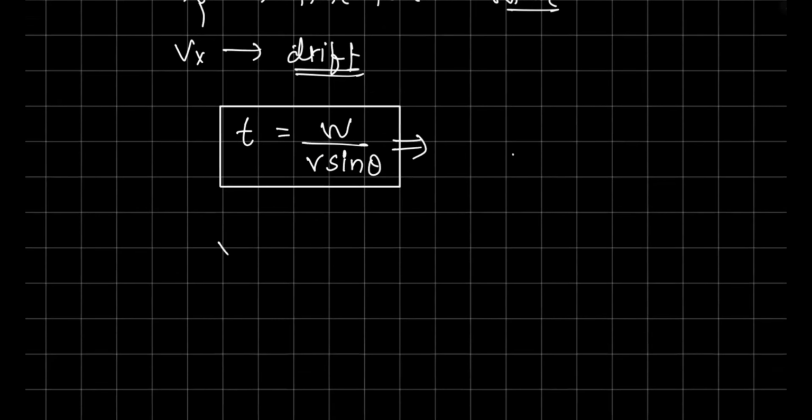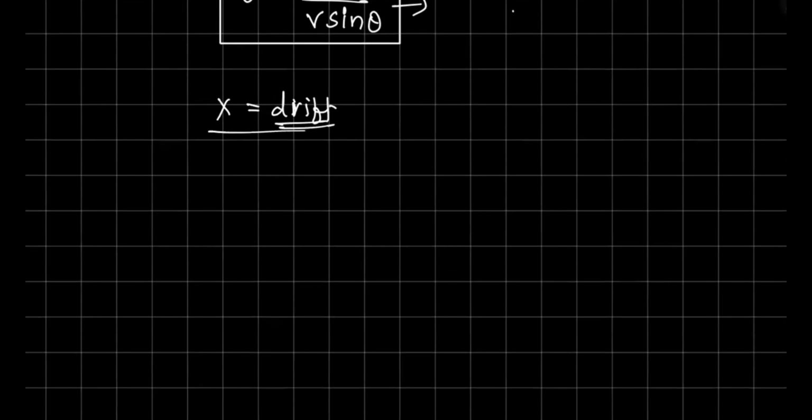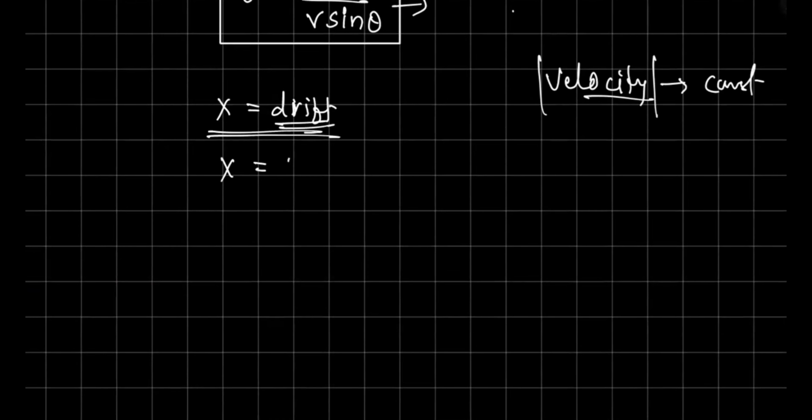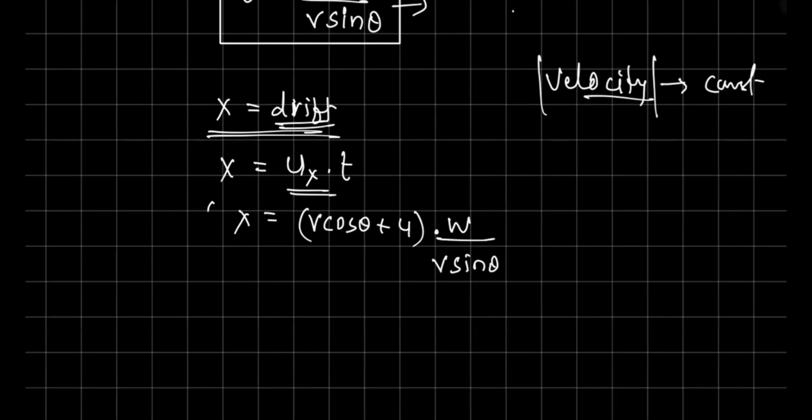And when I have to find the drift, that is the x, what I call the drift, we can apply the equation separately in the x direction and y direction. We have already applied the equation in the y direction to find the time to cross the river. Now we are going to apply the equation in the x direction, and you already know the magnitude of the velocity is constant, so there is no acceleration here. So we can simply use the equation. Drift is equal to velocity in x direction into total time to cross the river. What is the velocity in x direction? That is v cos theta plus u, into the time to cross the river, w by v sin theta. So this is going to be your drift.